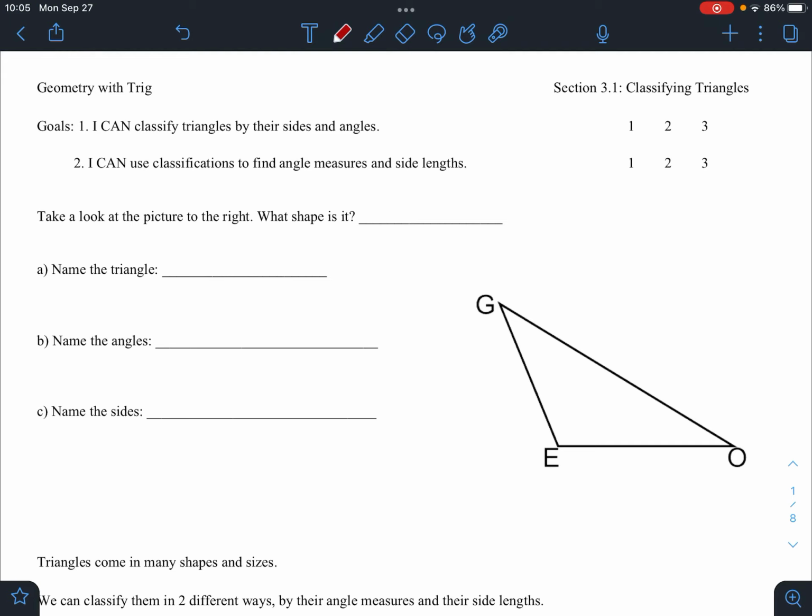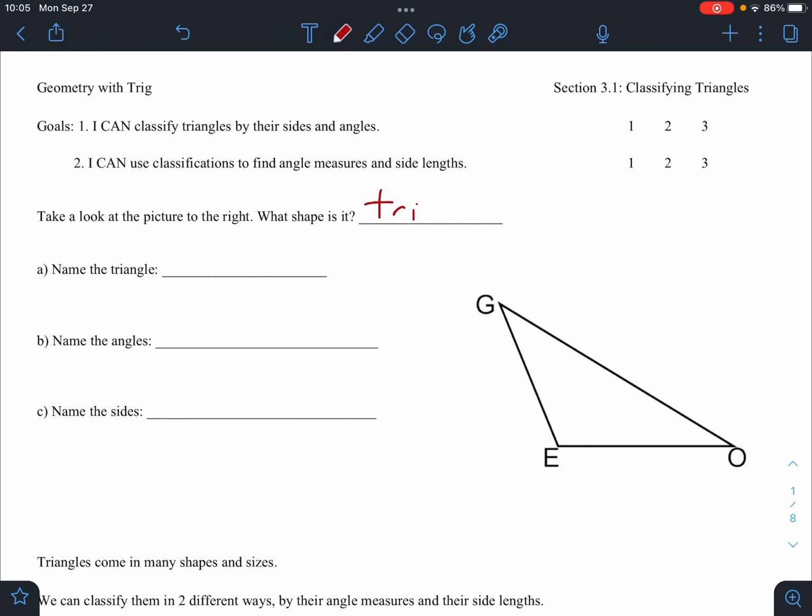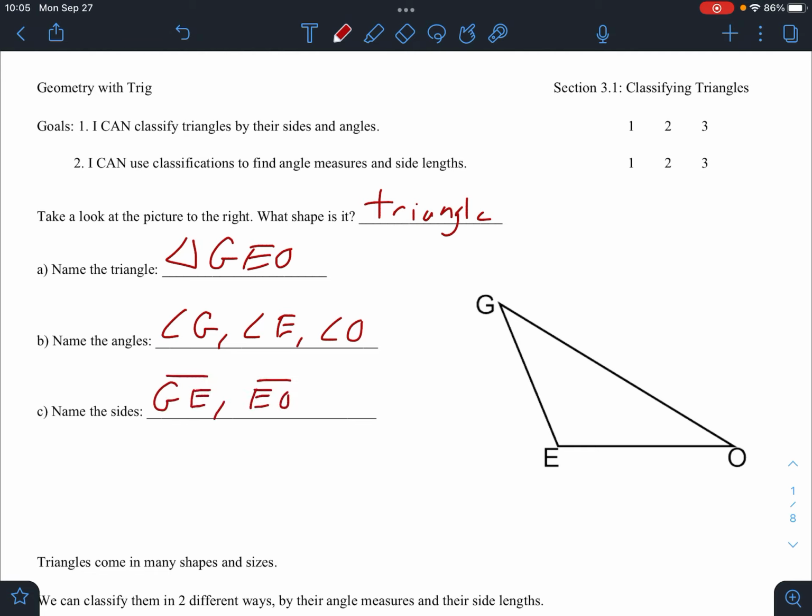So we can see this picture on the right. This is called a triangle, obviously. To name that triangle, we would name it by its three vertices. You say triangle, and then the vertices can go in any order. So we can say GEO, or EGO, or OGE. Any order is fine. The three angles then would be angle G, angle E, and angle O. And the three sides would be segment GE, segment EO, and segment GO in any order.